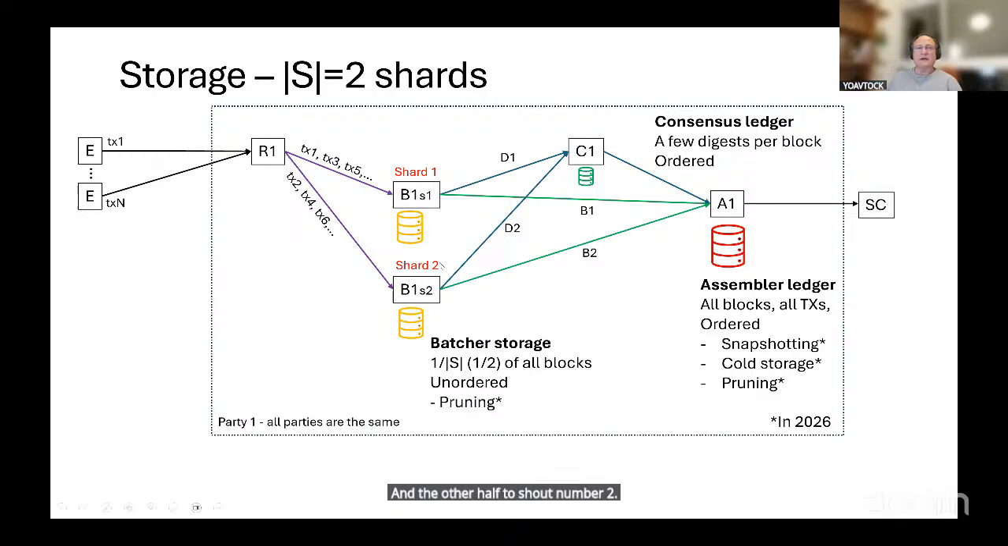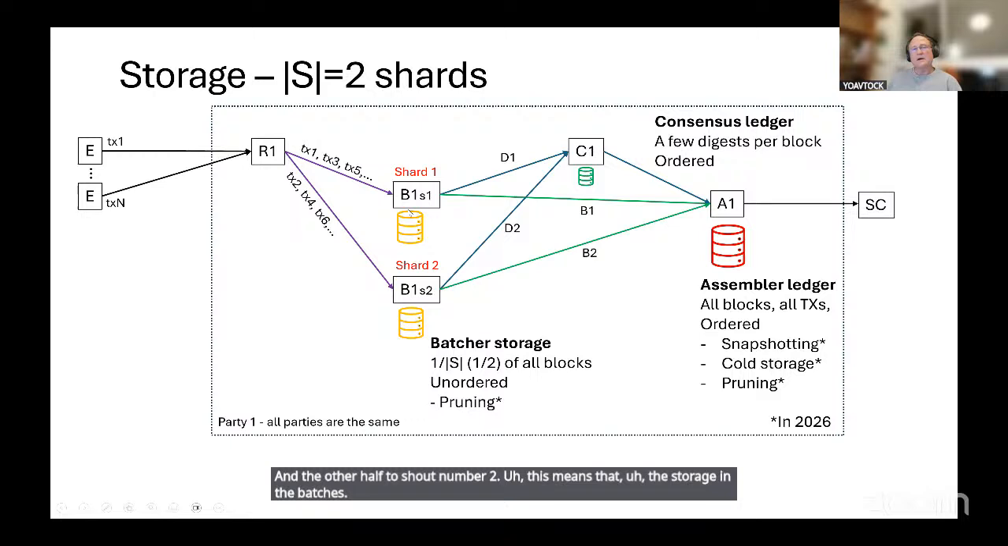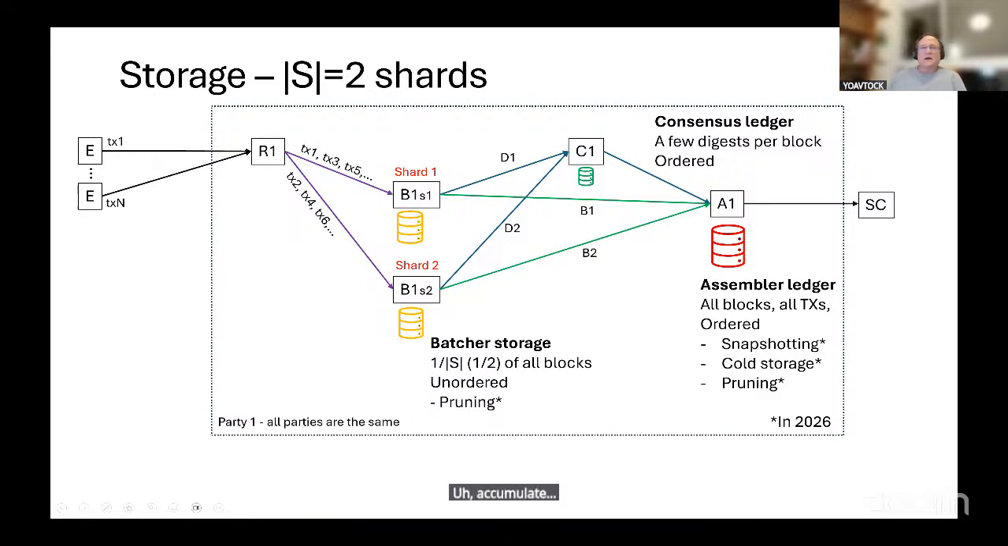This means that the storage in the batches accumulates, in this example, half of all the blocks. However, these batches are stored, but they are unordered. They are not yet included into the total order.